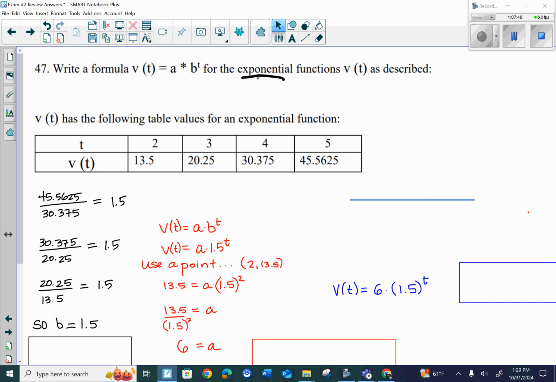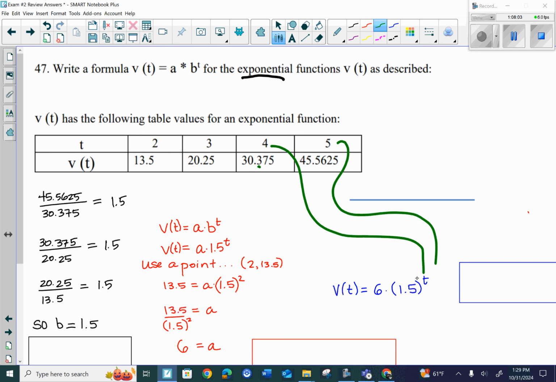Since you go through all this work and there's so much potential for error, what I would do to check is plug in 4 and see if that function gives you an output of 30.375. You're looking good if that's the case, and then I'd maybe do the same for 5 if you've got time, and see if you get 45.5625. But check, see if that function produces those values in the table.